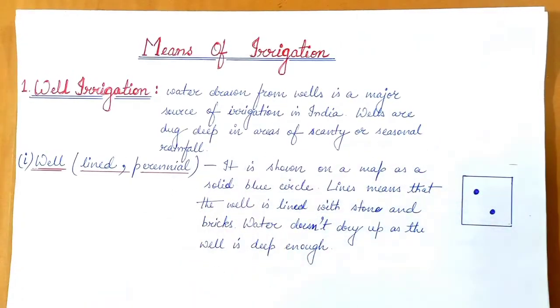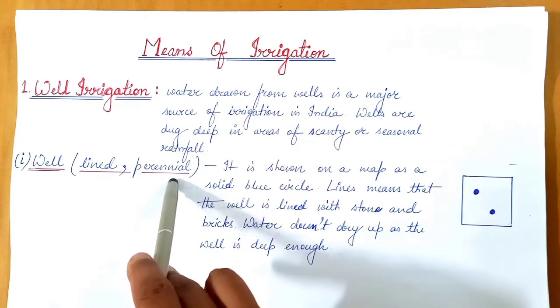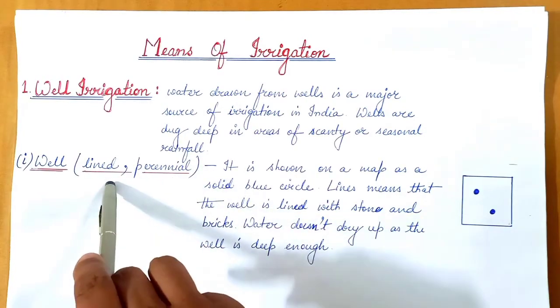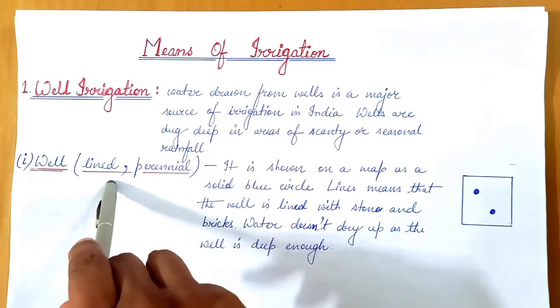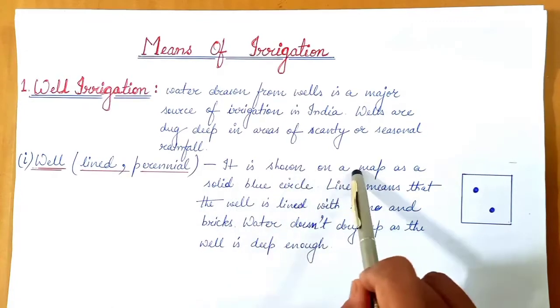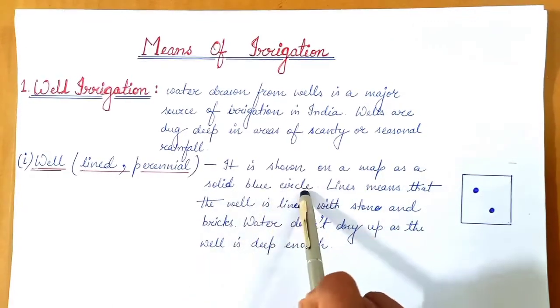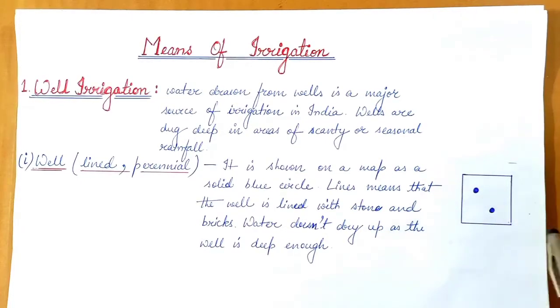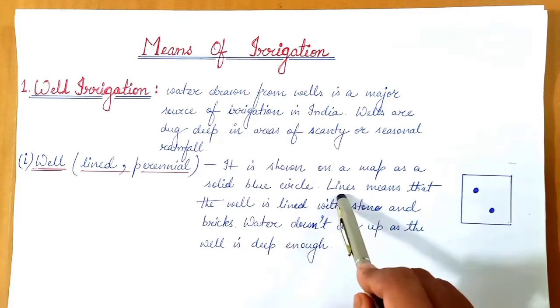So definitely here the wells are dug very deep and these wells have water throughout the year, so we call them perennial wells. They are also lined with stone and bricks. So it is shown on a map as a solid blue circle. You can see it is shown with a solid blue circle. The circle is not empty, rather it is fully colored.